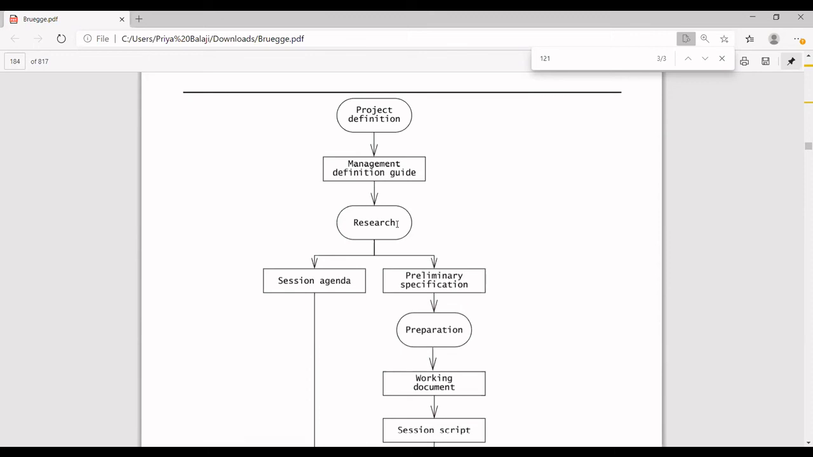So in this project definition phase, what is happening? All the people will be there. Your project manager, the client, the developer team and the testing team will be there. All the team will discuss and come to a final conclusion on what is exactly required for this particular project. That comes as your management definition guide. So they will have a guide and they will finalize the scope of the project and the objective of the project in your project definition phase.